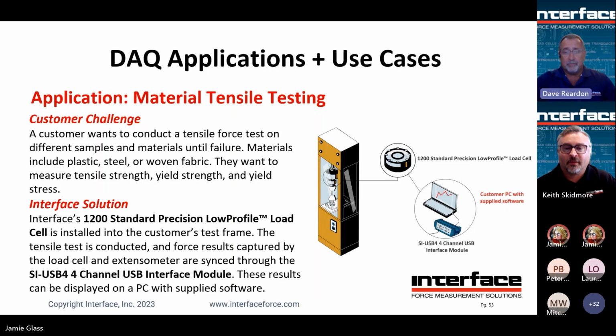So for this, we supplied them with one of our 1200 series low profile load cells, and that was connected to one of our SI USB 4 interface modules, so that as it pressed down, you were able to record all three of those measurements. Different triggers were set up so that as it yielded, you were able to get the ultimate load as it yielded.